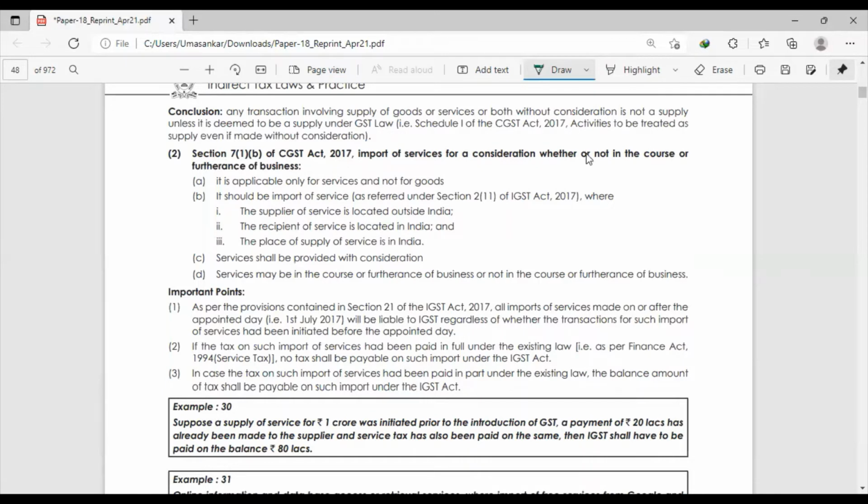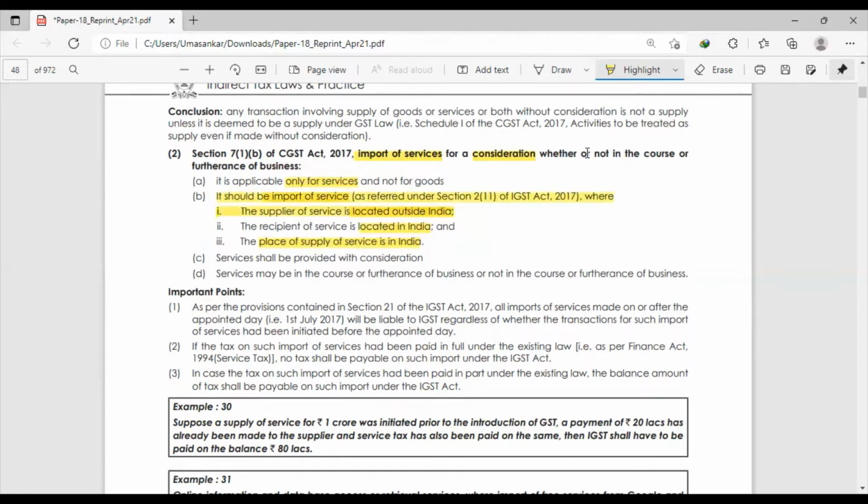Import of services. Import of services for a consideration, whether or not in the course or furtherance of business. It is applicable only for services. The definition says it should be an import of service: the supplier is located outside India, the recipient of service is located in India, and the place of supply is in India.